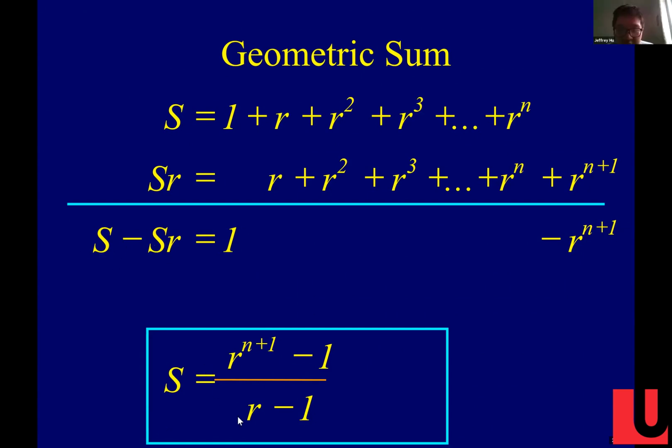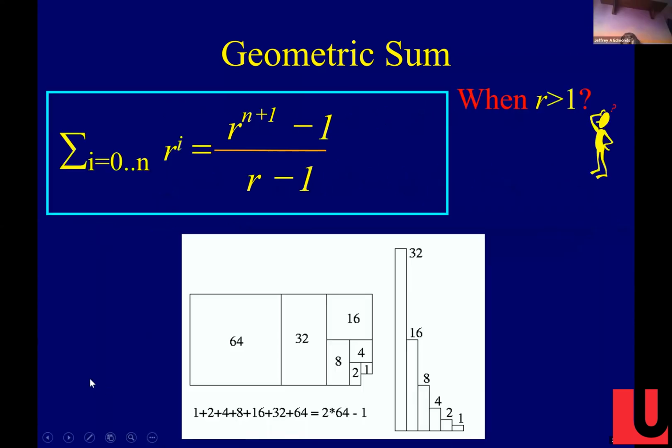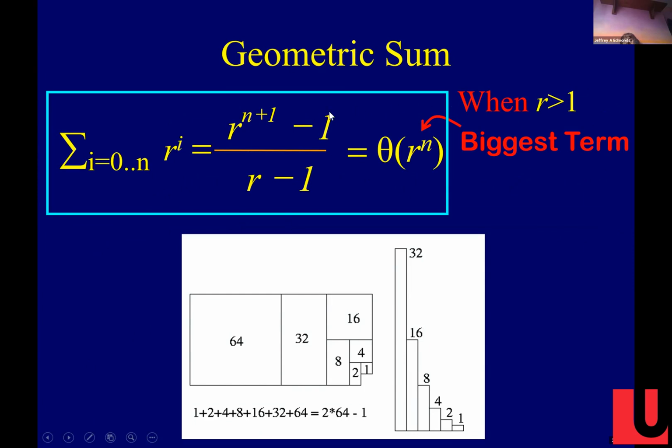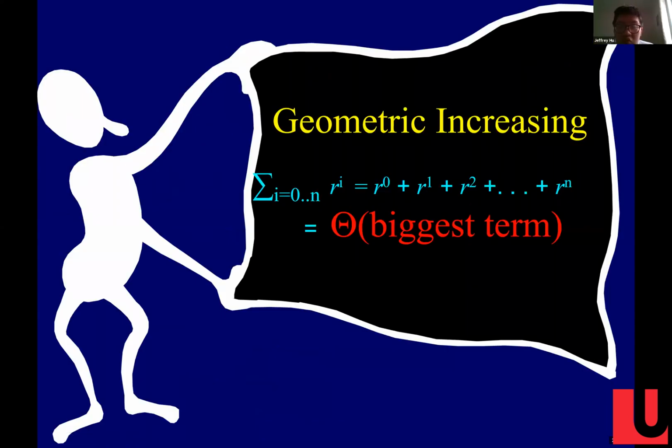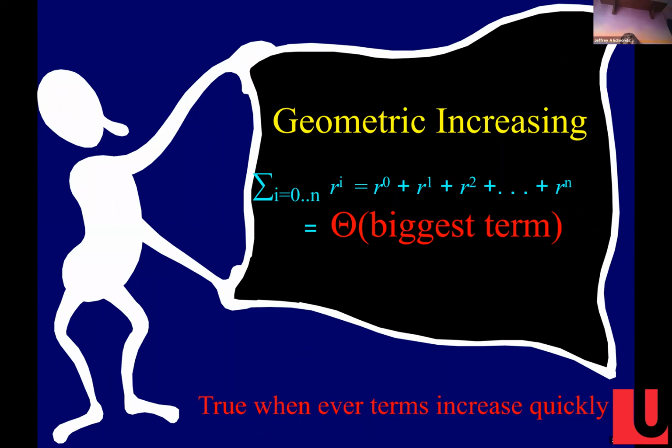The s factors out, and you get 1 minus r or r minus 1, depending on whether r is bigger than 1 or smaller than 1. So what is this when r is bigger than 1? Let's say r is just 5. Then r minus 1 is just a constant that we ignore, and we ignore this, and it's dominated by the biggest term. And that's what this says. This is true whenever the terms are increasing quickly.